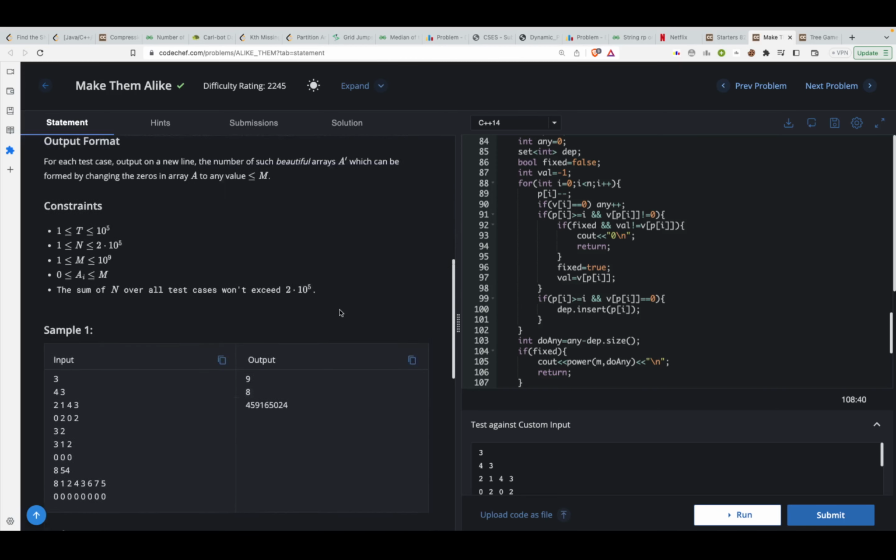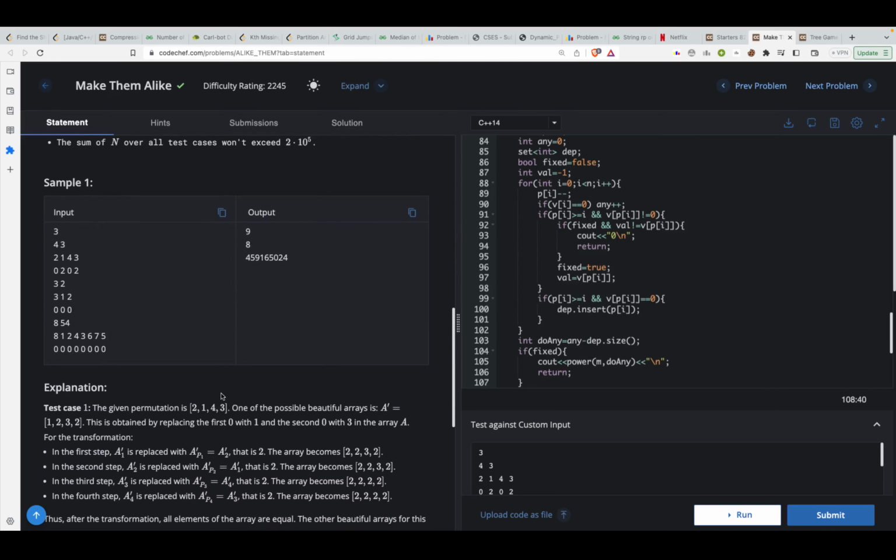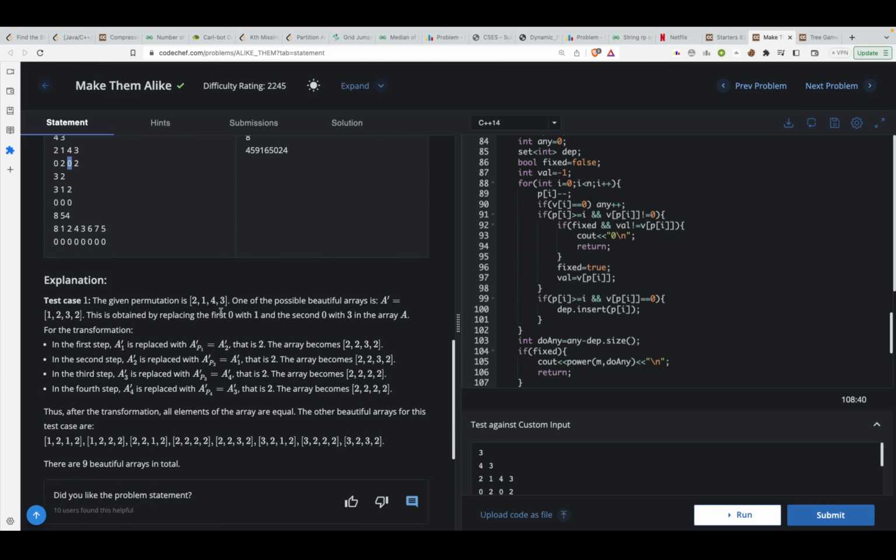So let me show you that with the help of an example. Let's say we are having the permutation 2143. And the array we are having is 0202. So basically these are the two elements that we can replace with some other values. Let's say we replace the first 0 with the value 1, and the second 0 with the value 3. Now let's see what happens.